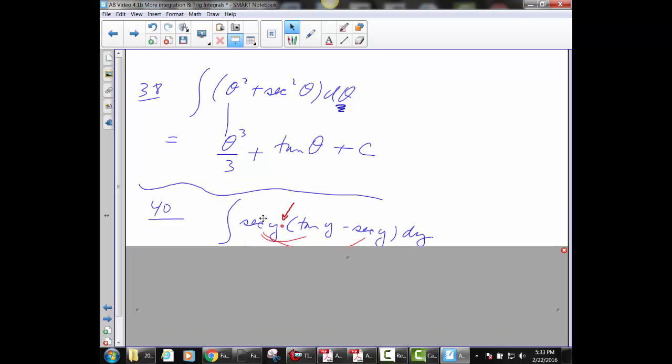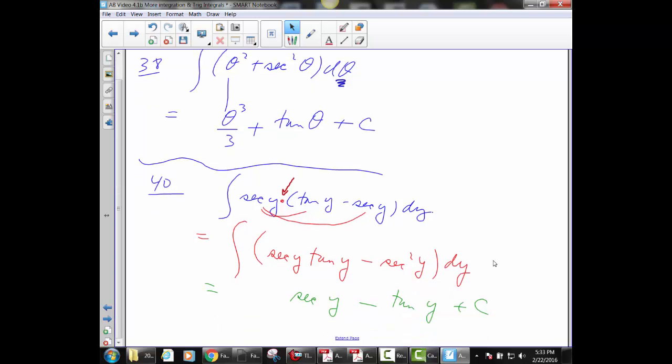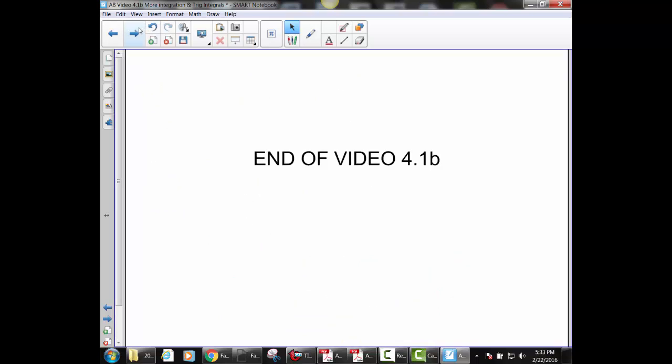Again, there's no product rule, so we're actually going to multiply through, and that works out very nicely for us. Hopefully you know a function whose derivative is secant tan. That function is secant. Hopefully you know a function whose derivative is secant squared, and that function is tan. And there's your answer. It's not very difficult. And that's the end of video 4.1b.